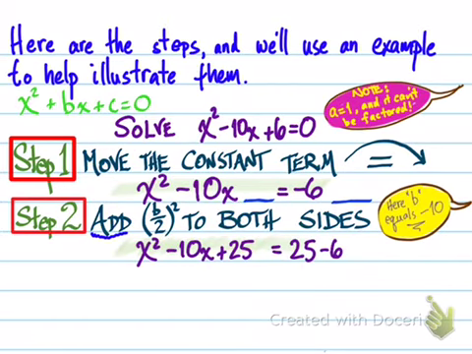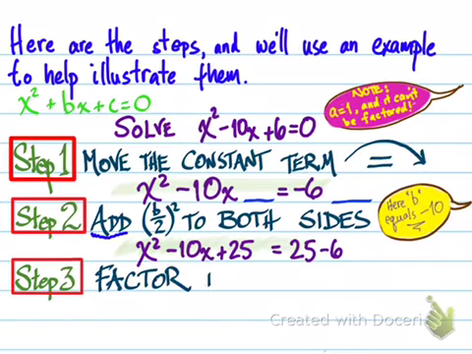Okay? That's the middle step, and is one of the most important steps of the whole process. And it's not really that hard. Okay? So there we go. You see x squared minus 10x plus 25 equals, and then that 25 minus 6, we'll simplify that down to 19.